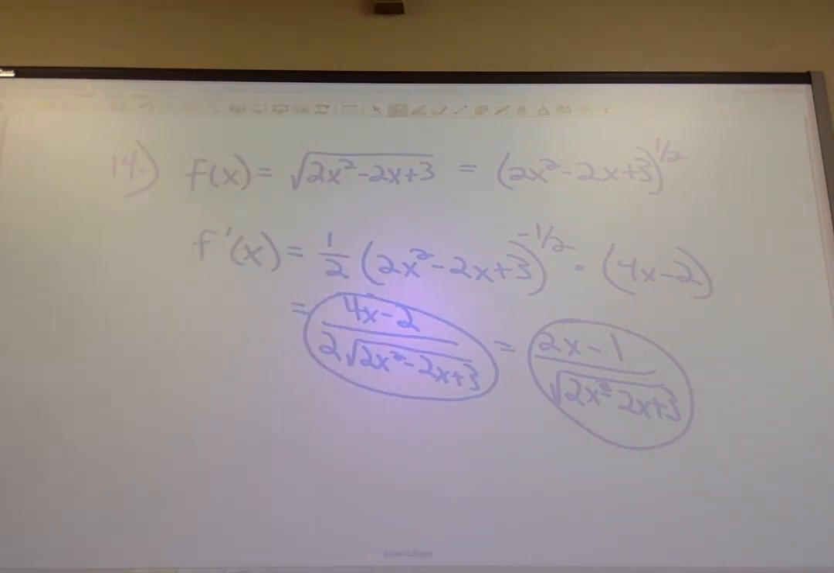Good. Very good. Just wanted to see if you catch that. All right. Chain rule. Derivative of outer times derivative of inner. Okay.